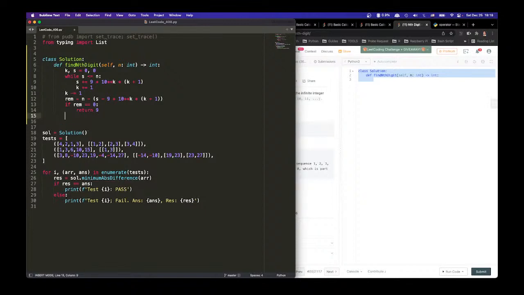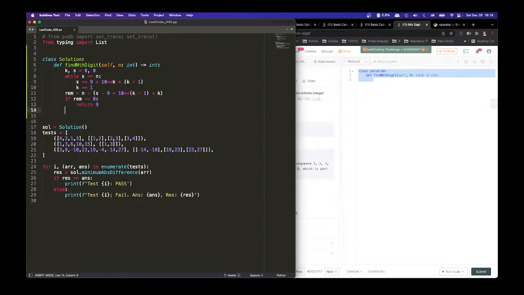If we have remaining, then we know the number of digits, right? The number of digits is going to be k plus 1, right? That is the number of digits, which I just realized I can simply do k minus 1 and times k, so I don't have to do this. Right? So k is the number of digits. So what do we do?